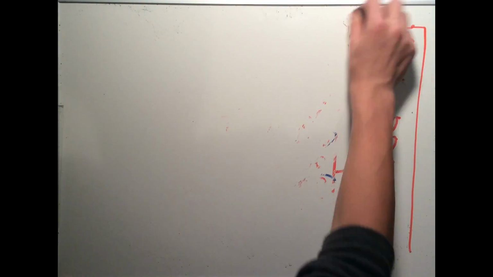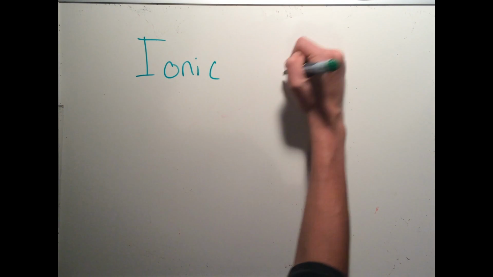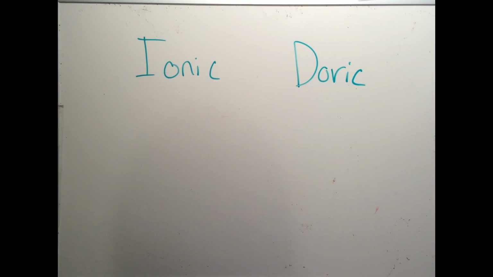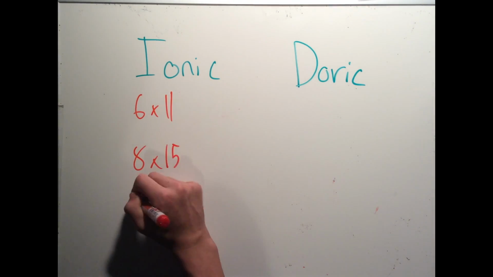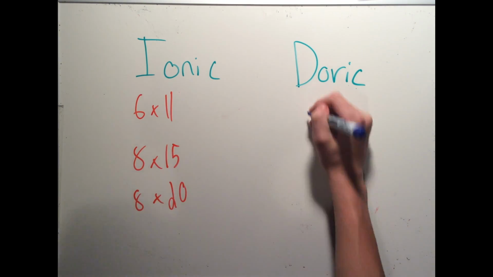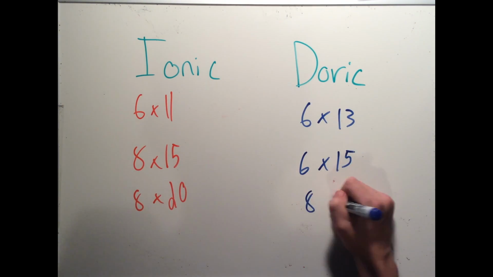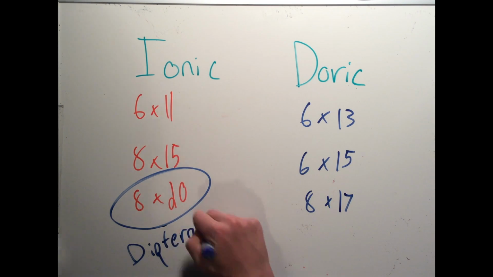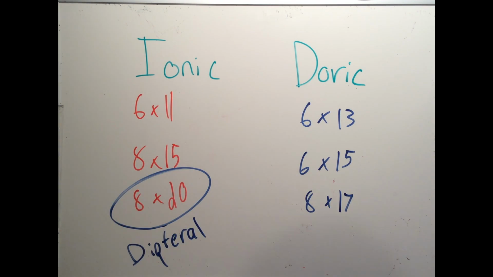As for exact dimensions, each of the main classical orders had default dimensions. Ionic structures were usually 6 by 11 columns, 8 by 15, or 8 by 20. Doric temples were usually 6 by 13, 6 by 15, or 8 by 17. The 8 by 20 Ionic temples were almost exclusively dipteral.